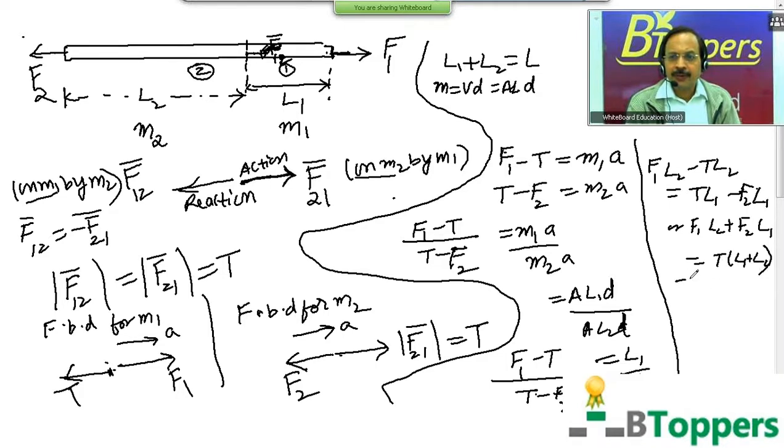So the magnitude of the tensional force acting normal to the cross section of the rope, at a distance L1 from the first end where force F1 is applied, and the distance L2 from the other end where force F2 is applied, is F1 L2 plus F2 L1.